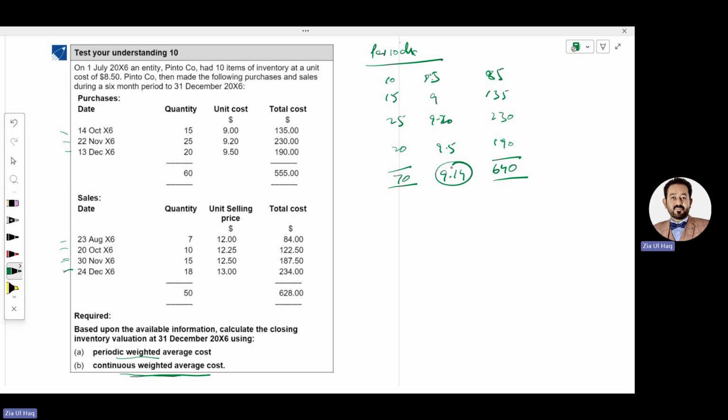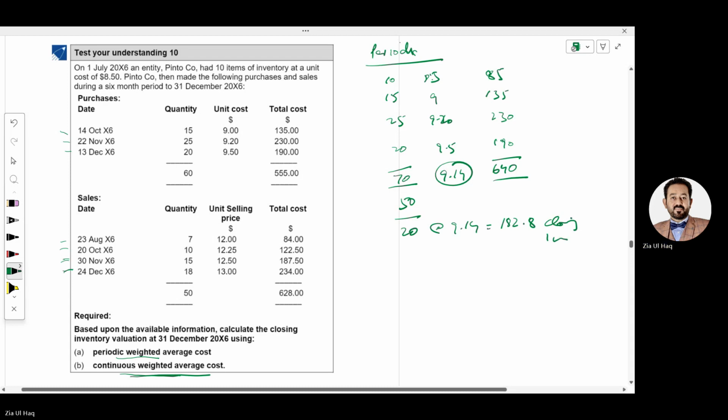9.14. This means we are going to sell how many units? 50. So out of this 70, 50 gone. How much remaining? 20 at the rate of what? 9.14. So what is the closing inventory figure? 182.8. This is closing inventory using the periodic method.